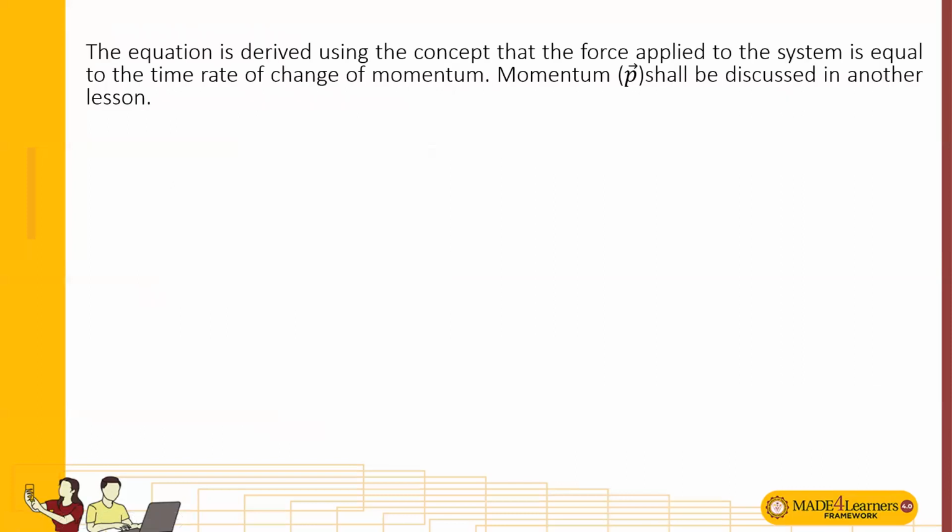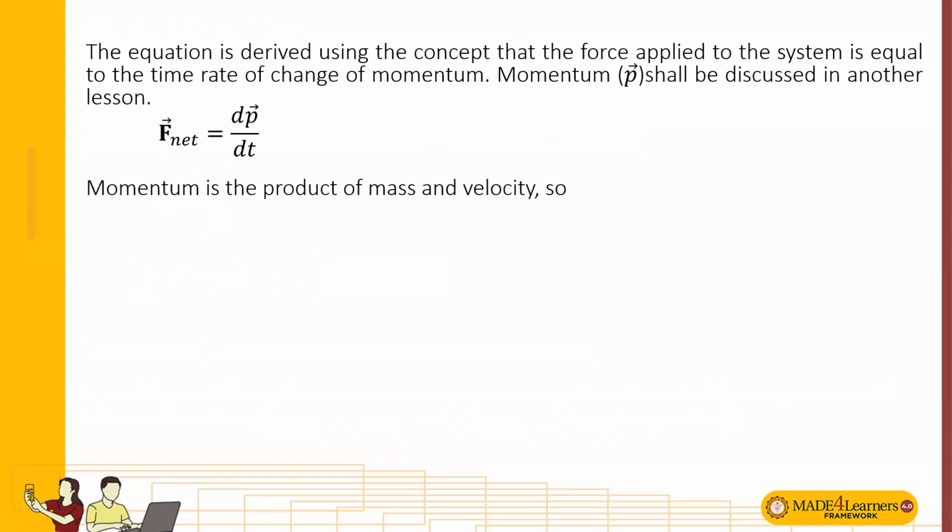By the way, the equation on the law of acceleration is derived from the time rate of change of momentum. Momentum shall be discussed in another lesson, but just to show the derivation of how we came up with net force equals mass times acceleration: the net force is equal to the change in momentum with respect to time. Momentum is the product of mass and velocity, so we take the derivative of mass times velocity.